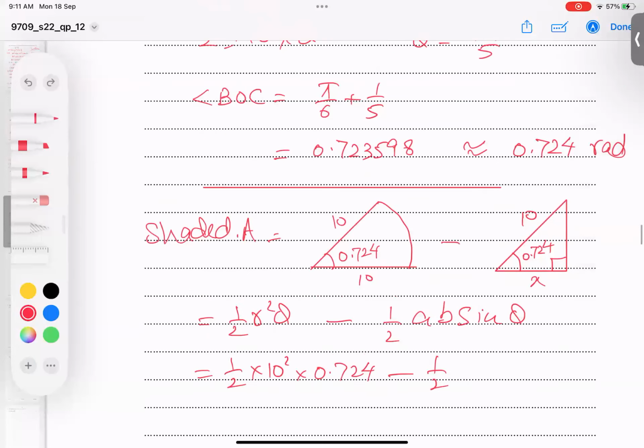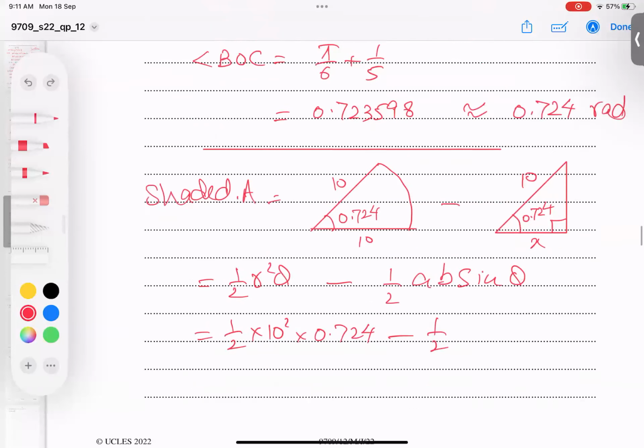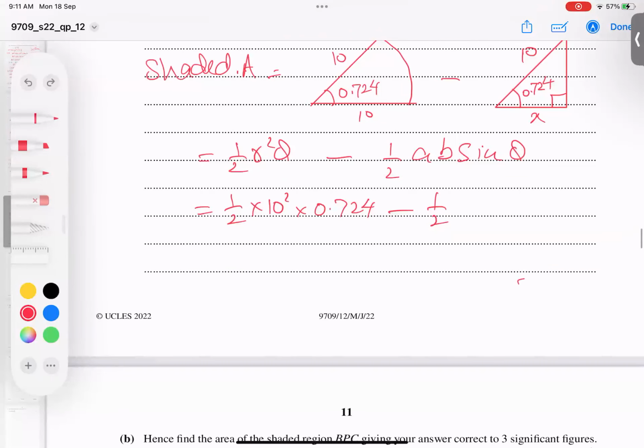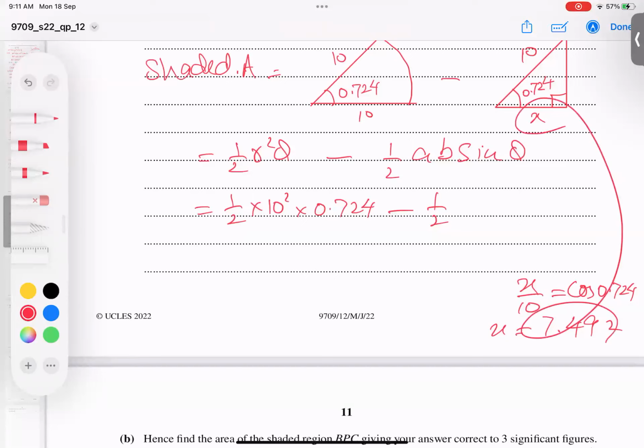So how to get this x? Adjacent by hypotenuse. So x by 10 equals cos theta. So x becomes what, students? Make sure of one thing, it must be converted into radian mode. The mode must be radian. This is very, very important. Okay, so if I type 10 times cos 0.724, I am getting here 7.492. So it means this value is coming clear.